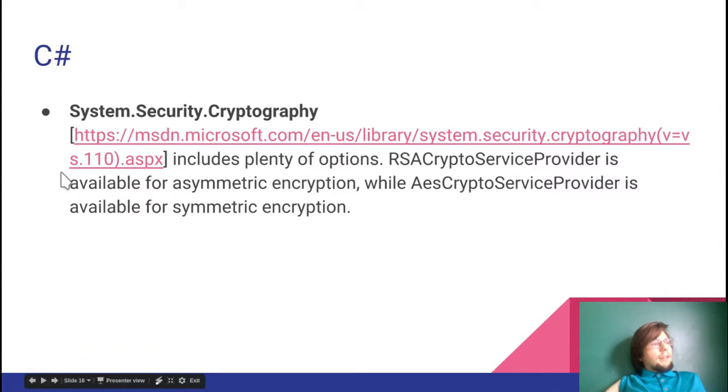C#, that's all in System.Security.Cryptography. It's all right there, easy to use. RSACryptoServiceProvider is available for asymmetric operations, while AesCryptoServiceProvider is available for symmetric ones. You can look at the MSDN link there for documentation on those two libraries.